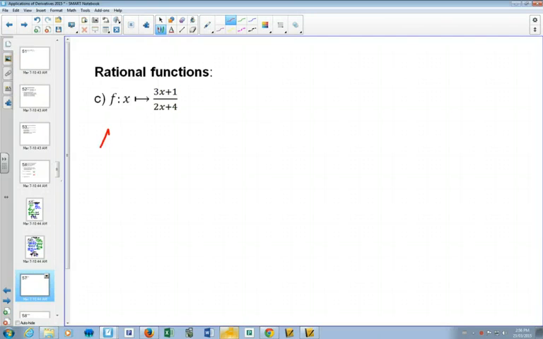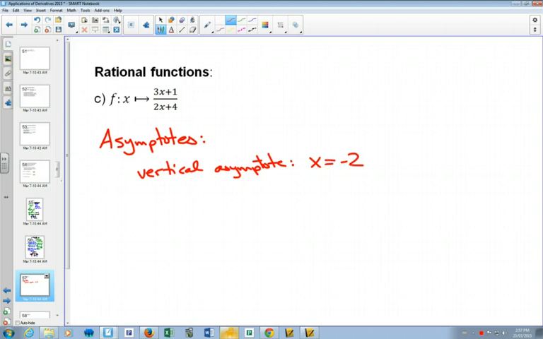So let's start with our asymptotes, and then we'll go to our derivatives. Vertical asymptote, that happens at a non-permissible value. What can't x be? X can't be -2, so that would mean that we would have an asymptote at x equals -2.